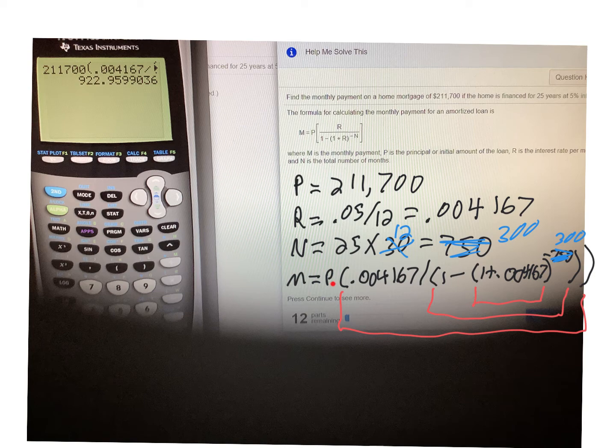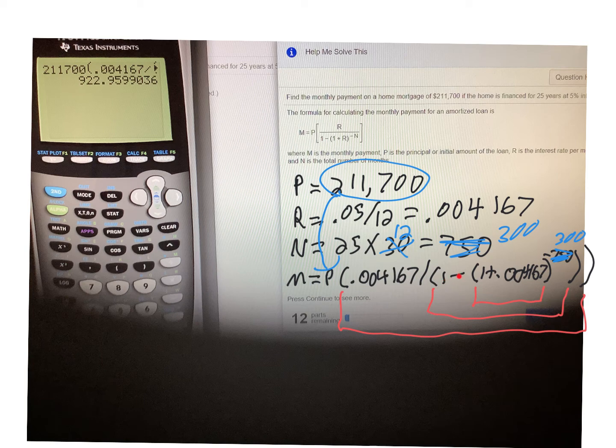And so P. Oops, I didn't put it down. But you need to put this number here. That's P. You put it, then you put a parenthesis, and then you want to put R, which is this number here. Then you want to divide it by, and then this denominator is where it gets a little tricky. You got to put a parenthesis around the whole thing.